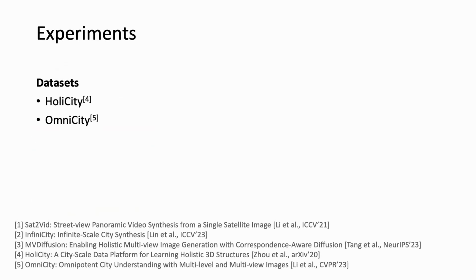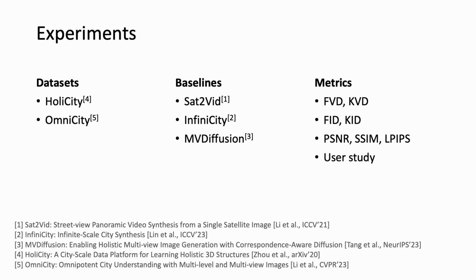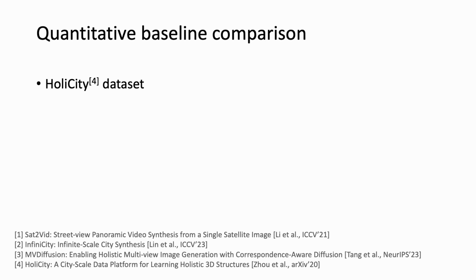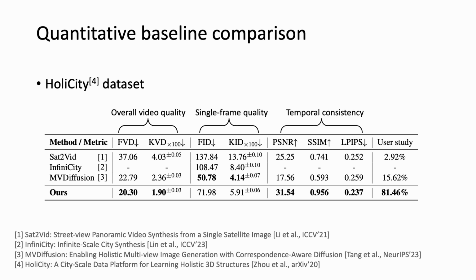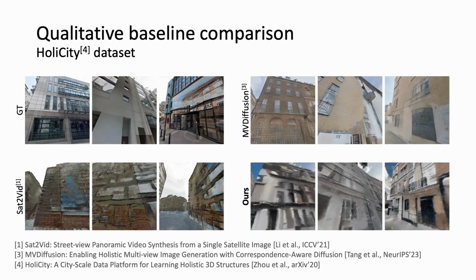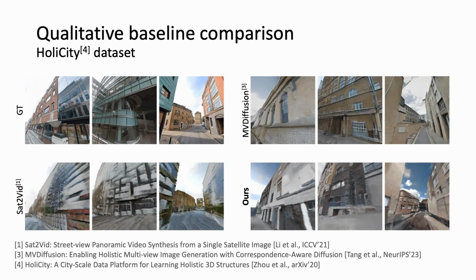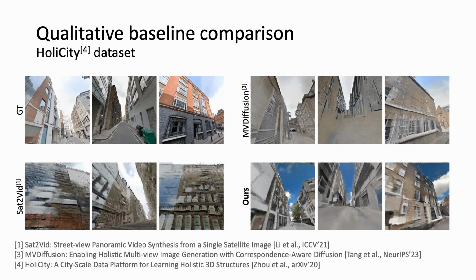We perform experiments on HolyCity and OmniCity datasets and compare our model to state-of-the-art methods, Sat2Vid, InfiniCity, and MVDiffusion, on a wide variety of evaluation metrics including a user study. The quantitative comparison on the HolyCity dataset with the baselines demonstrates our superiority in overall video quality and temporal consistency with the on-par single-frame generation, and ours are more recognized and liked by the users. The qualitative comparison on the same dataset shows that ours generates more plausible videos with better multi-view consistency.